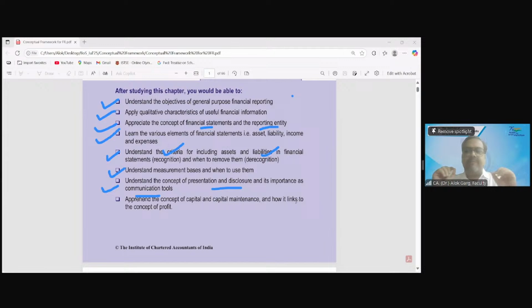Now let's take an example. A company has 1000 crore of fixed asset on 31st March 2024. In the current year, the company has charged depreciation, let's say 10%. So what is the value at the end of the year, 31st March 25? 900 crores. Last year it was 1000 crore. This year it is 900 crores.